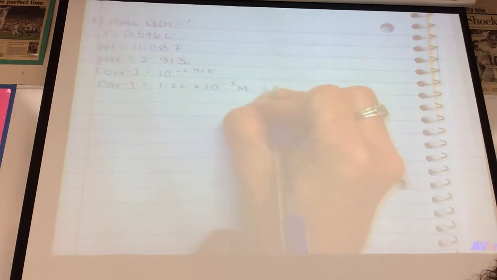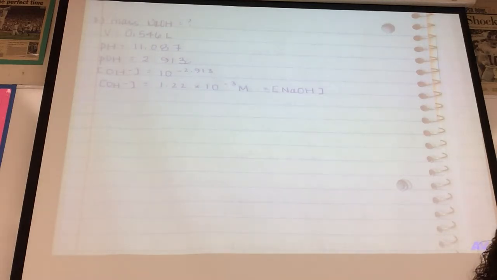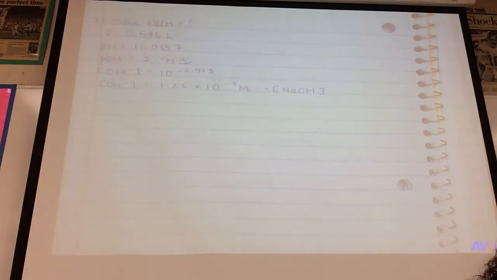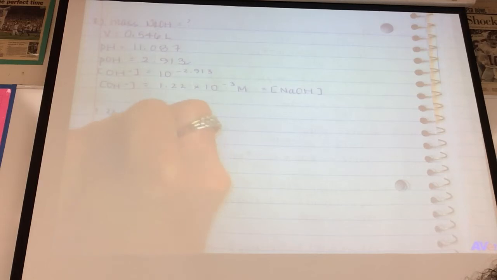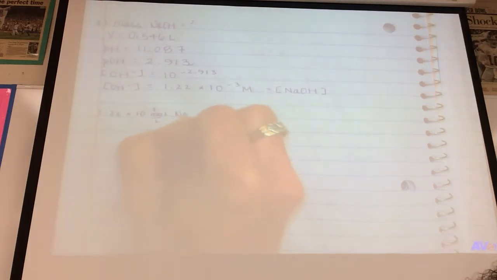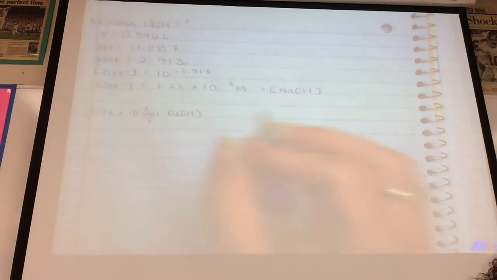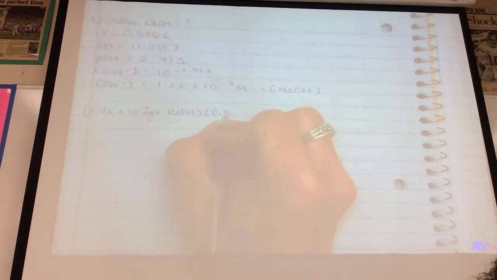And why is that equal to the concentration of sodium hydroxide? Strong base, group 1. Now, if you had a group 2, you'd have to do a little stoichiometry in there. Be careful. All right, so now you have the concentration of base. You have 1.22 times 10 to the negative 3 moles per liter of sodium hydroxide. You ultimately want to get to the mass. How are you going to get rid of liters? Multiply by the volume in liters.